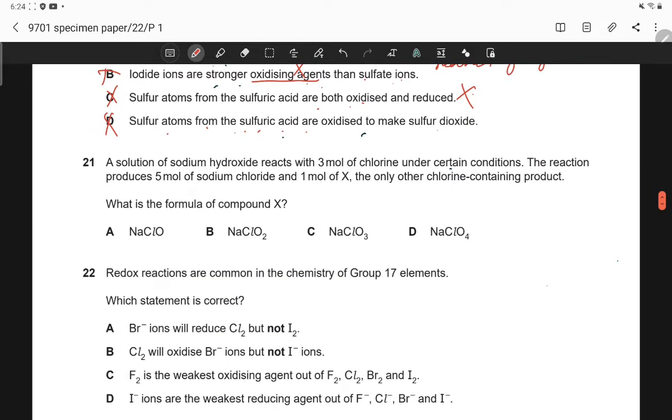A solution of sodium hydroxide reacts with 3 moles of chlorine under certain conditions. The reaction produces 5 moles of sodium chloride and 1 mole of X, the only other chlorine-containing product. What is the formula of X?